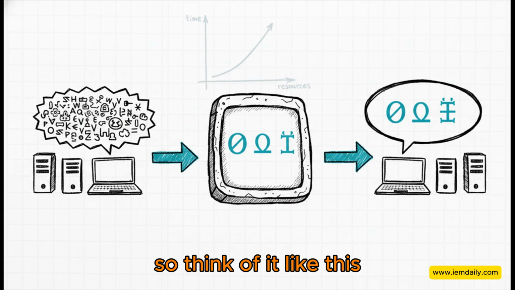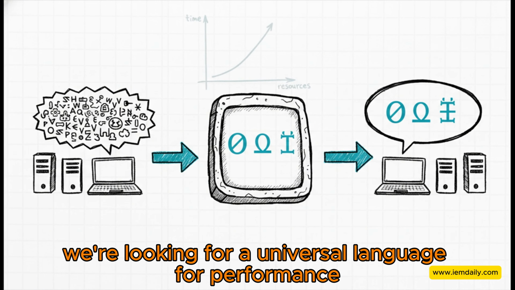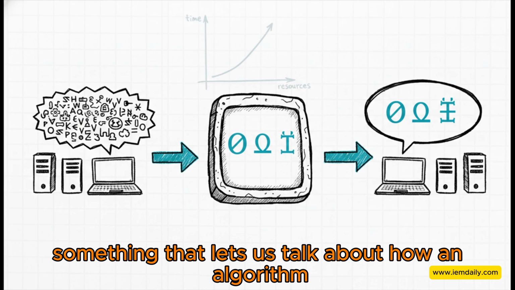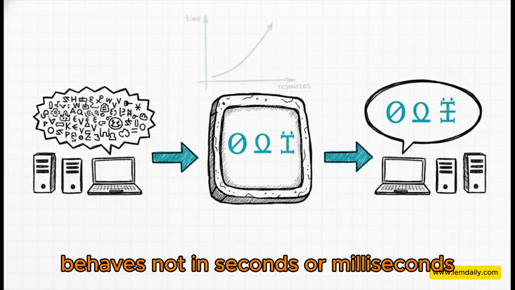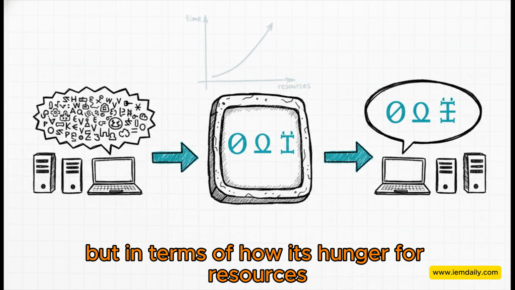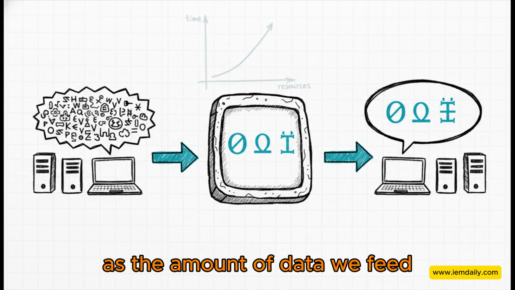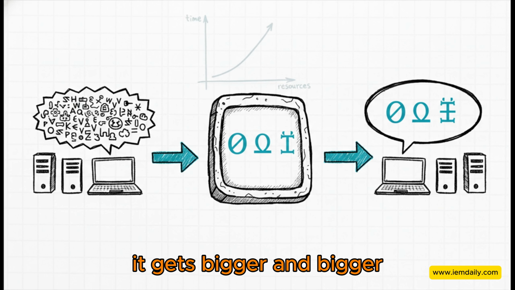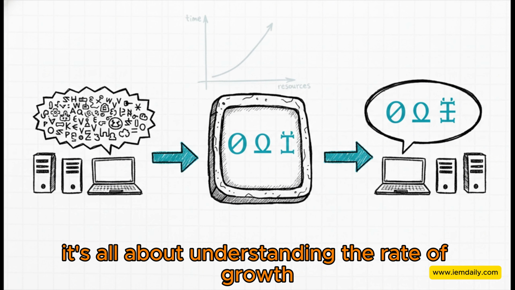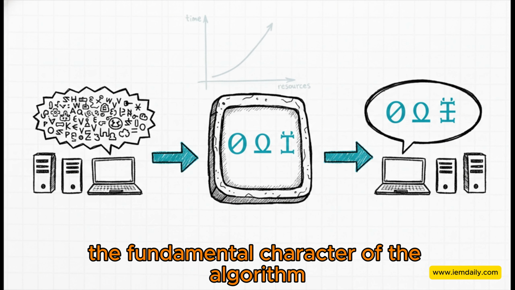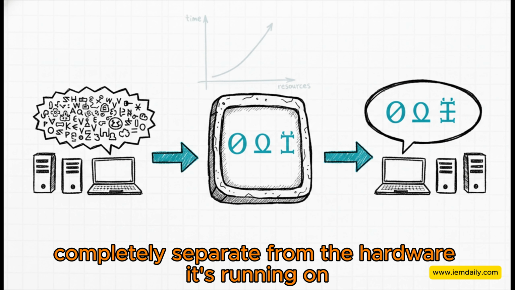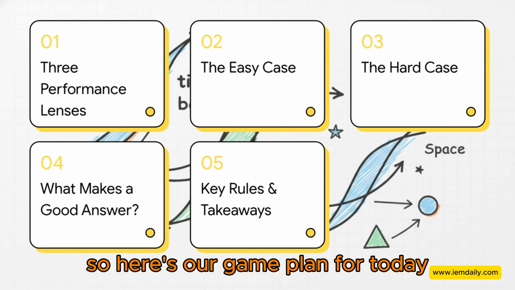So think of it like this. We're looking for a universal language for performance, something that lets us talk about how an algorithm behaves not in seconds or milliseconds, but in terms of how its hunger for resources like time or memory grows as the amount of data we feed it gets bigger and bigger. It's all about understanding the rate of growth, the fundamental character of the algorithm, completely separate from the hardware it's running on.